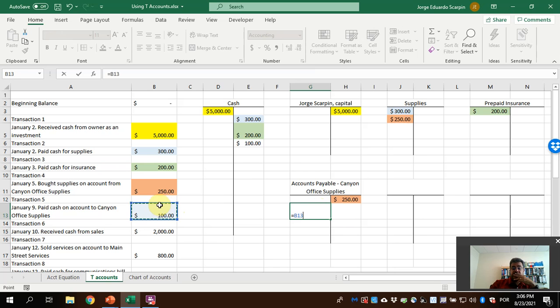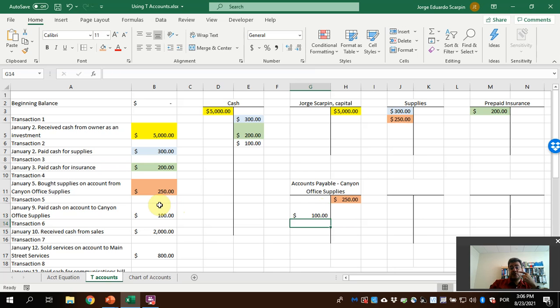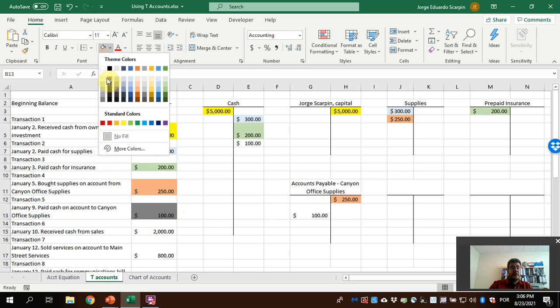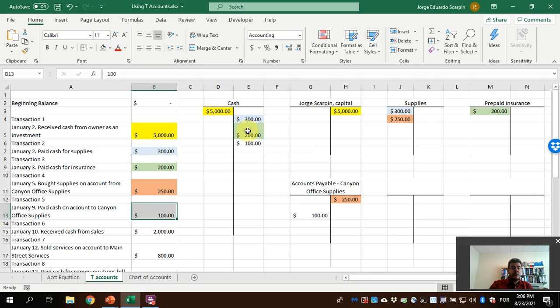And guys, every transaction must contain at least one debit and one credit. So one left side, one right side. Because of the accounting equation, because otherwise it will not match. So one debit and one credit. Some gray here, gray here.